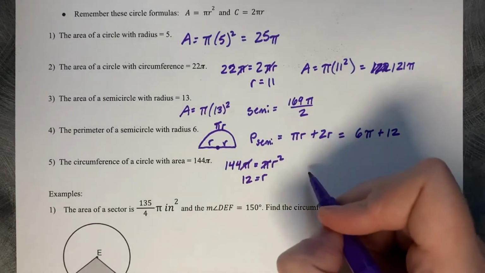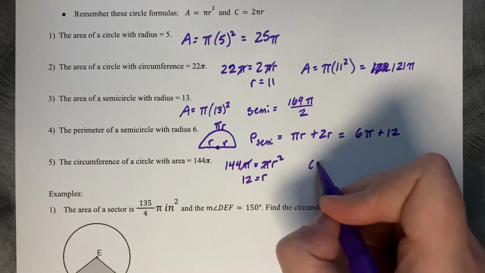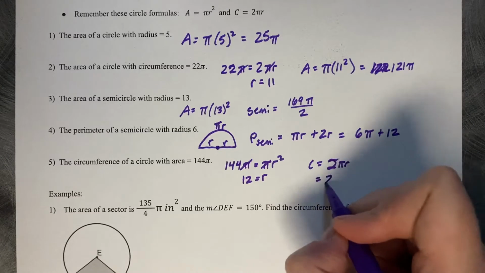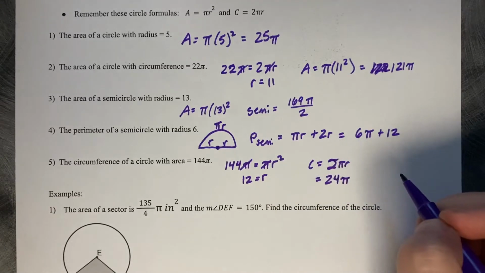So then to find the circumference, we just plug it into the circumference formula. 2 times pi times r, 2 times 12, so it's going to be 24 pi.